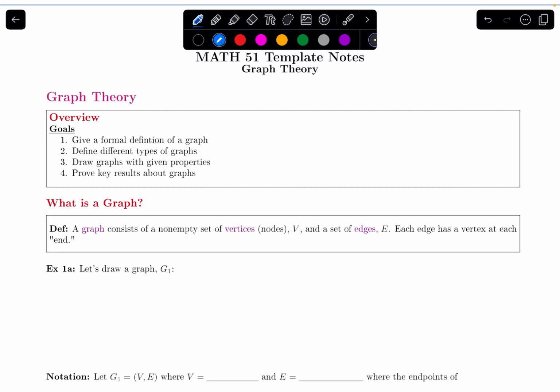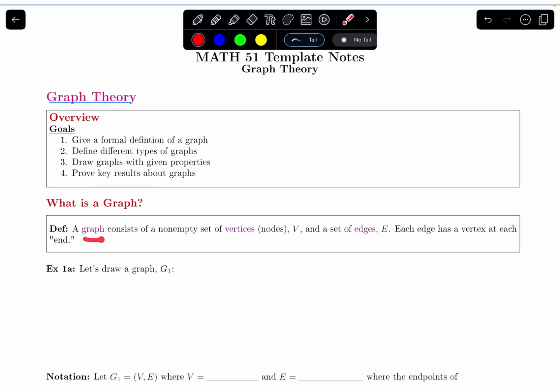In this video, we are starting our section on graph theory. Our goals are to give a formal definition of a graph, to define different types of graphs, draw graphs with given properties, and finally to prove key results about graphs. So in this video, we will talk about what a graph is and give a few examples.